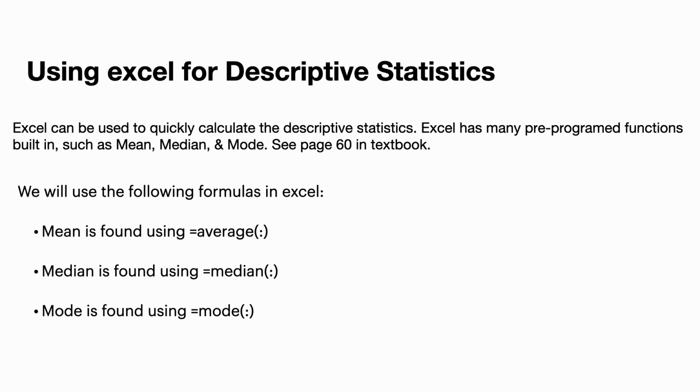Mean is equals average, and then we'll place which column or row of values we'd like. Median, the exact same. You have the equal sign, and then median. The equal sign tells Excel that you want it to calculate. And then mode equals mode, and then what row or column you would like it to use.